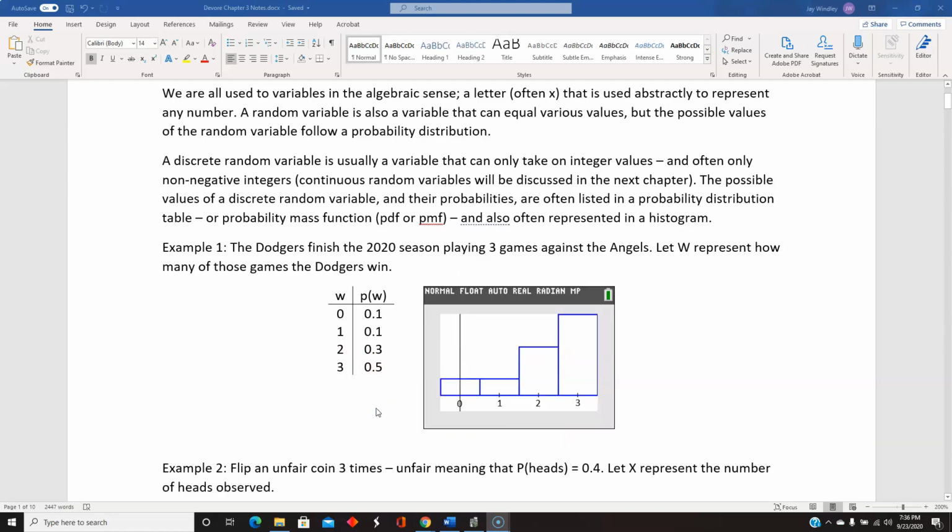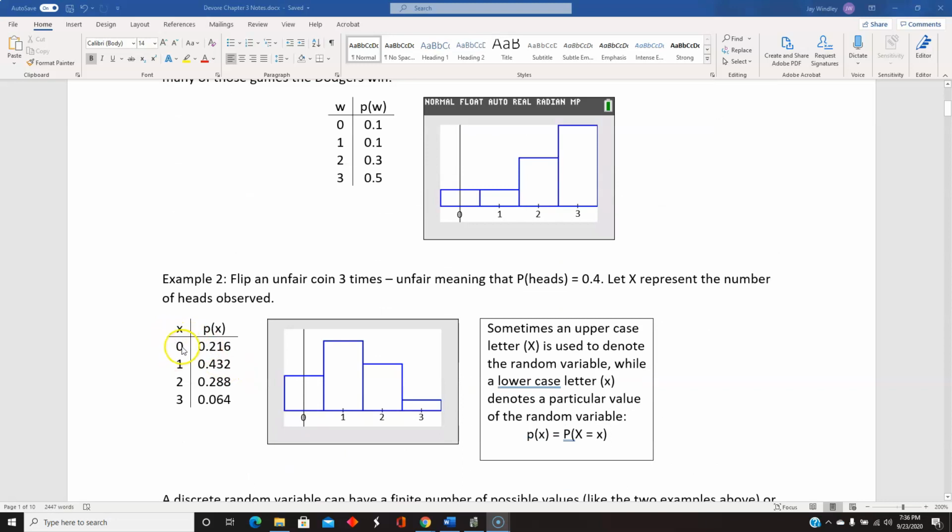Here's another example that we're going to come back to several times in this lecture. Suppose you flip an unfair coin 3 times. And by unfair, we mean that the probability of heads is only 0.4, meaning that the probability of tails is 0.6. And let X represent the number of heads you observe in the 3 flips. So again, you could get 0 heads, 1 head, 2 heads, or 3 heads. And here's the probabilities associated with each of those things occurring. So the random variable X will equal 3 about 6% of the time, but it will equal 1 about 43% of the time. And here's a histogram showing the distribution of those probabilities.